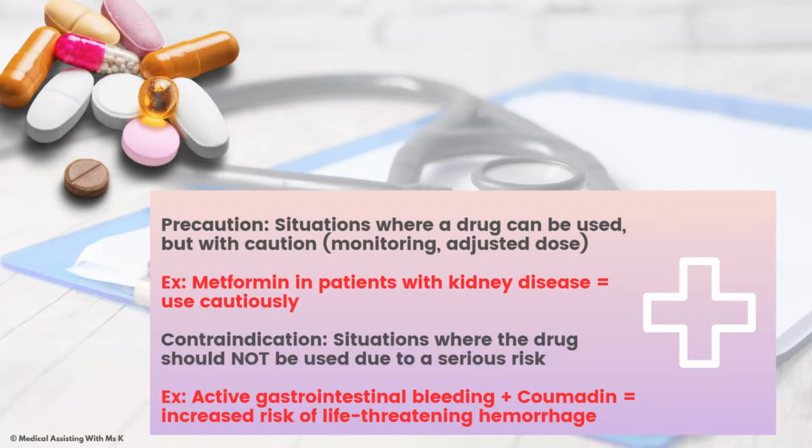A contraindication. These are situations where the drug should not be used due to a serious risk. Okay, a contraindication example would be if a patient has an active gastrointestinal bleeding, right? And then they get prescribed a blood thinner like Coumadin, that can be an increased risk of life-threatening hemorrhage, right? If a person already has internal bleeding and then they're prescribed a blood thinner, they have an increased risk of life-threatening hemorrhage, okay?